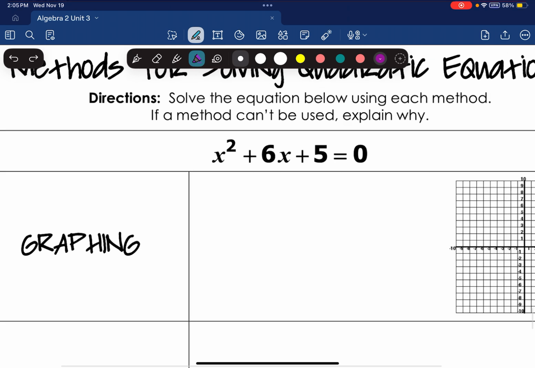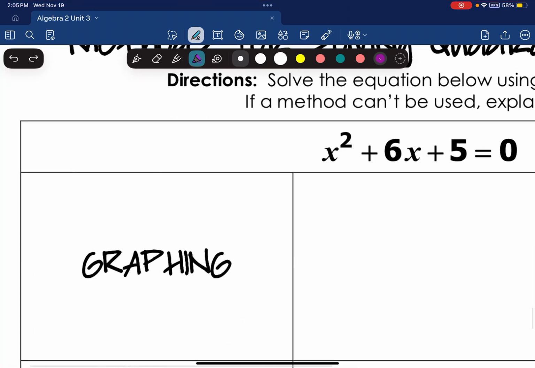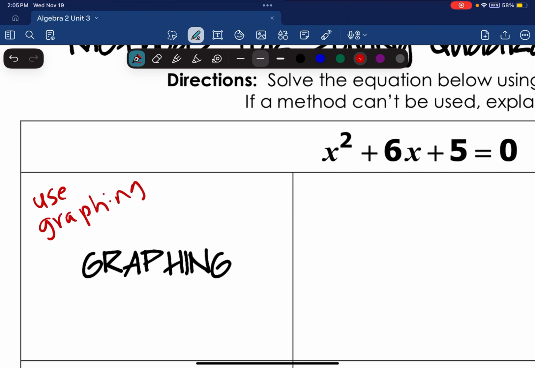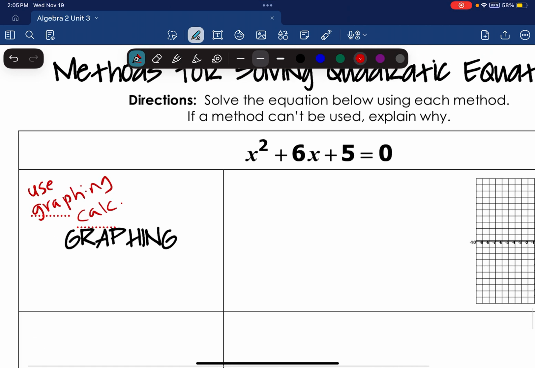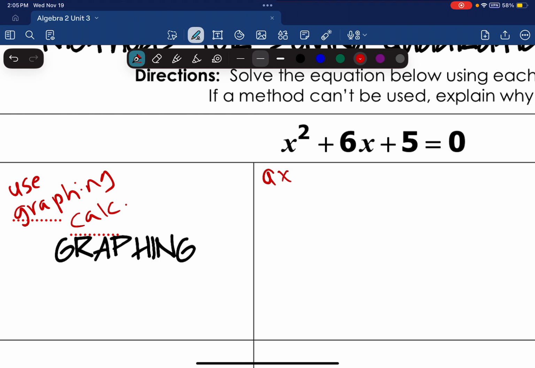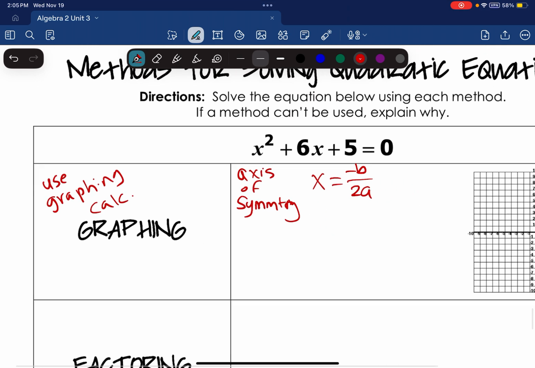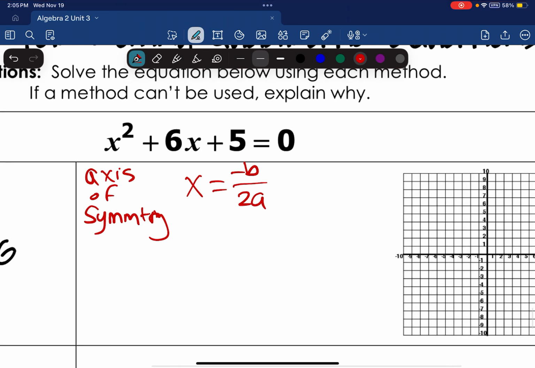If we're solving by graphing, this is where we're going to use our graphing calculator. And I'm going to pull that up in just a moment. But before we do that, I want to remind you of how we led into graphing. We learned a formula called the axis of symmetry. That axis of symmetry is the formula x equals negative b over 2a. This helps us find that vertex point.